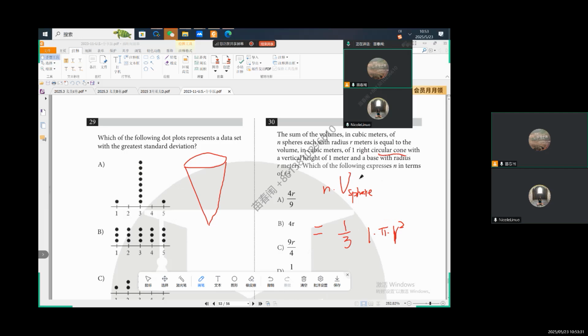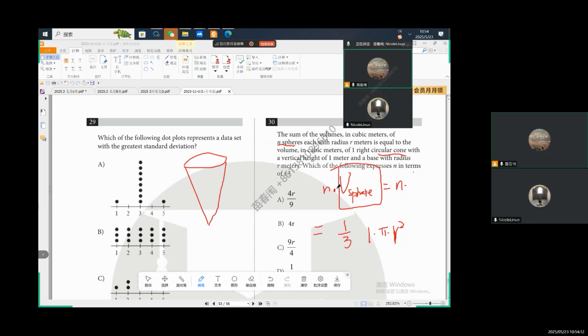So what's the formula for the sphere volume? I don't remember. But I also have a question. They say the sum of the volumes, so isn't it adding? Yeah, adding. So that's why I times n. It's n spheres, right? So n is the number of spheres. I thought that meant the volume of the sphere. I was confused.